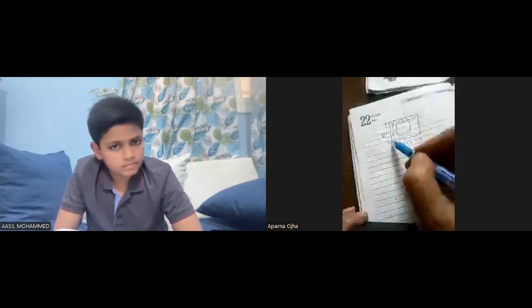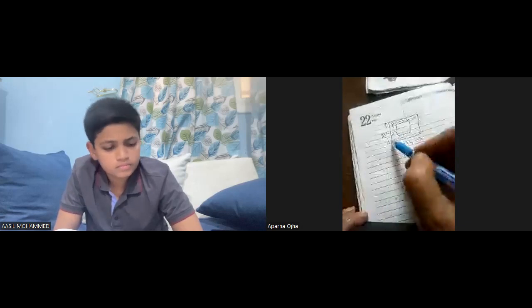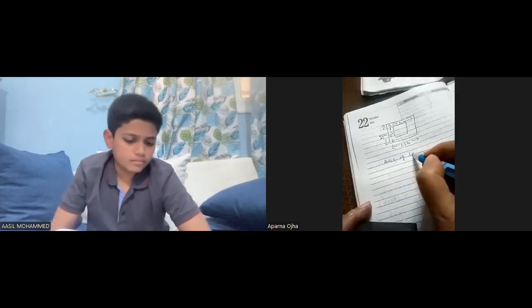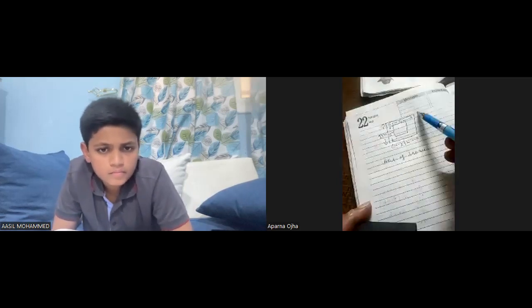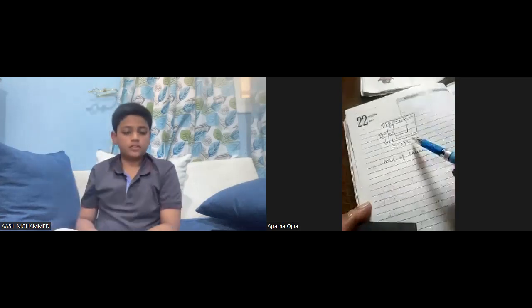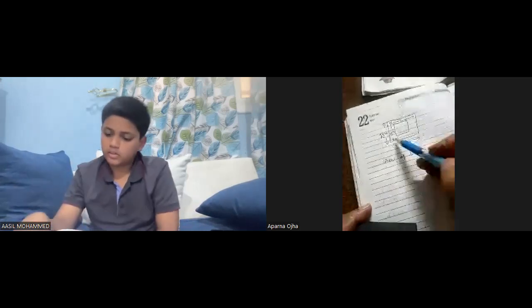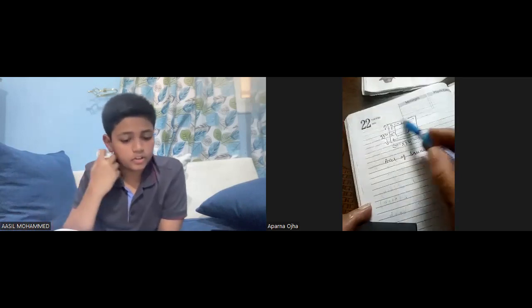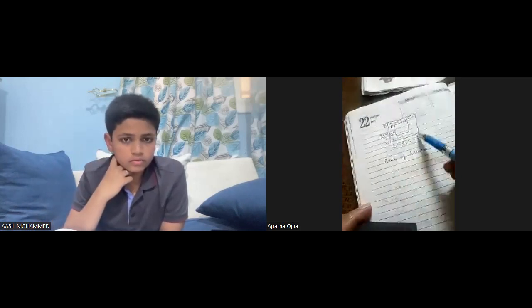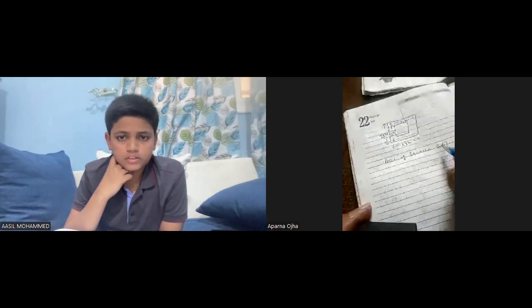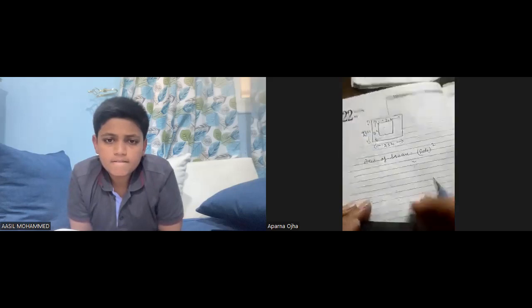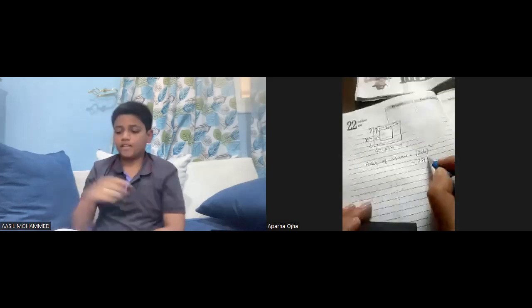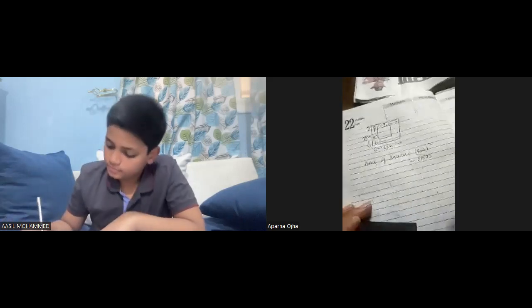So this garden is in the square shape. What can we find? Area of the garden, square. Can you find the area of garden, this outside? This is in a square shape, so find the area of the square. What is the formula? That is side square, 25 multiplied by 25. So you solve yourself. You can also solve it. 25 into 25.